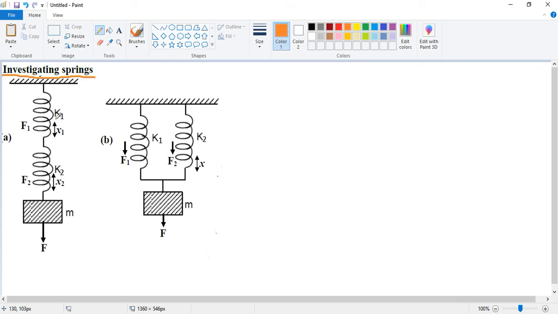For the first diagram where they are in series, you will notice that the force F1, which is the tension in the first spring, is the same as the force F2, which is the tension in the second spring, which will be the force F, which is the load. In other words, even if you had one spring, it would support the load, equal to F. Even if you had the second one, it would support the same load. So when you join them end to end in series, they support the same load.